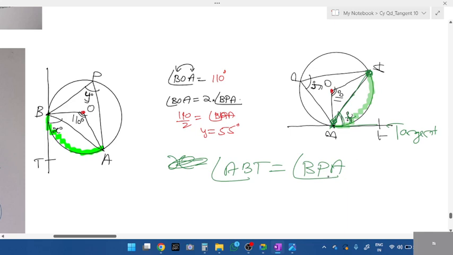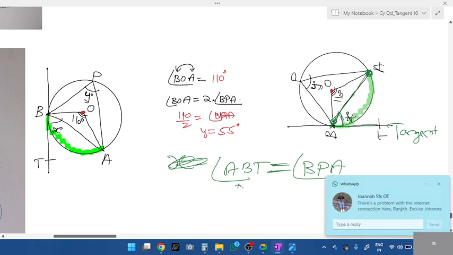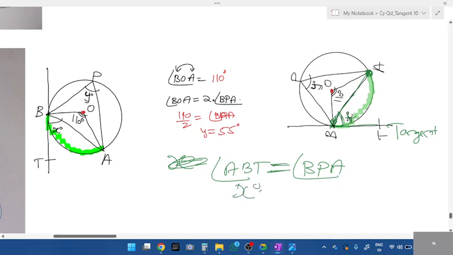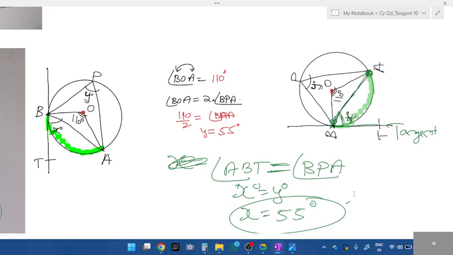So we applied center is equals to twice circumference and one alternate segment concept. Therefore, x degree is equals to y degree. Is there any network issues? Y degree. ABT 45. Therefore, x is equals to 55 degrees, students. ABT is equals to BPA. X is equals to y, 55 degrees. Make a note of this.